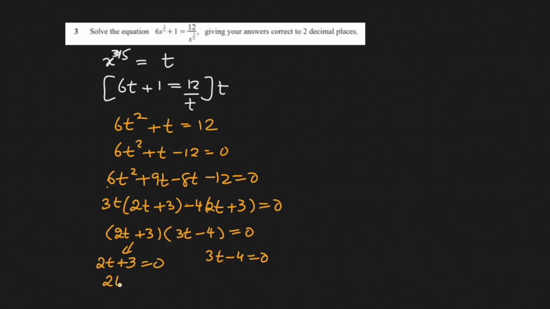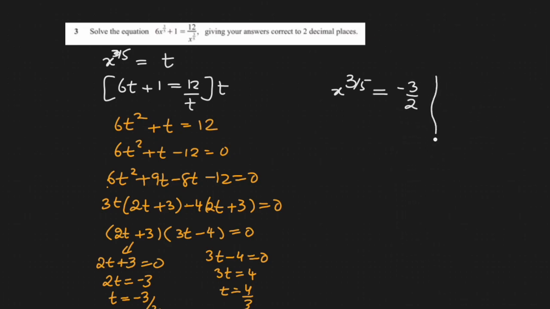So this gives us 2t equal to minus 3, t equal to minus 3 over 2. This gives 3t equal to 4, so t equal to 4 over 3. Now t was not our question. Our question was x to the power 3/5. So x to the power 3/5 is equal to minus 3 over 2. Second answer, x to the power 3/5 is equal to 4/3.